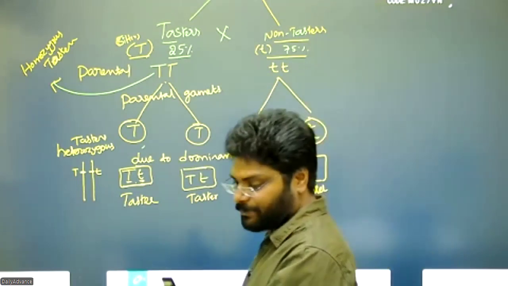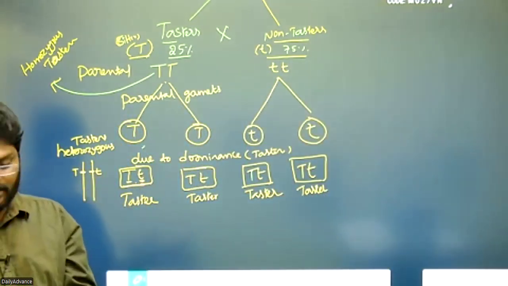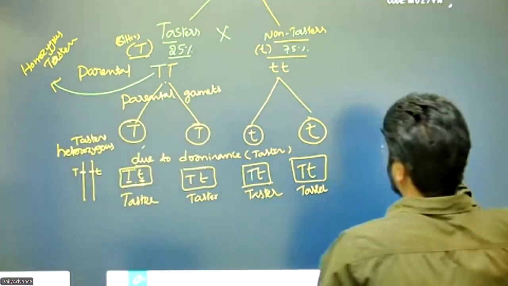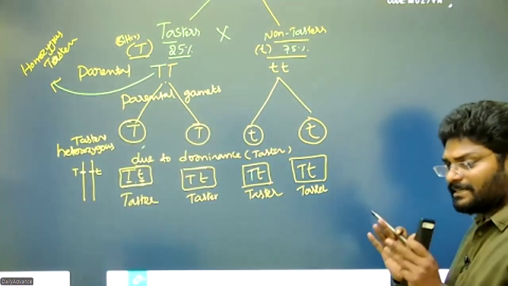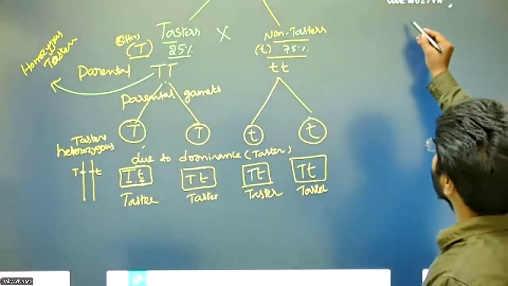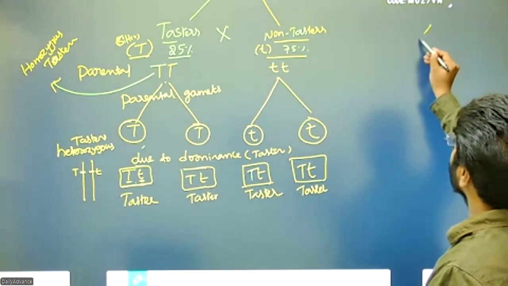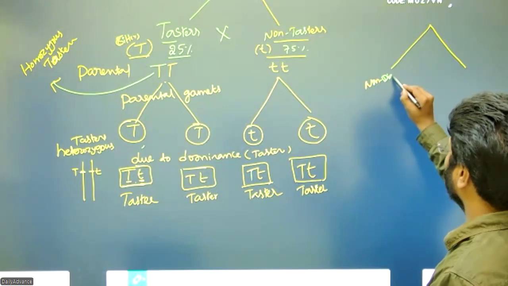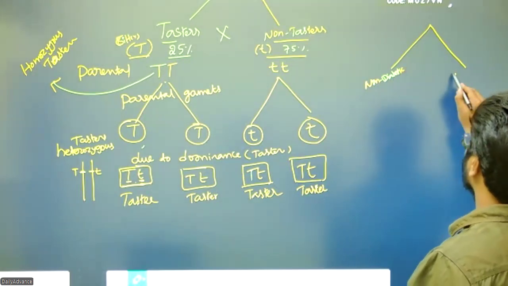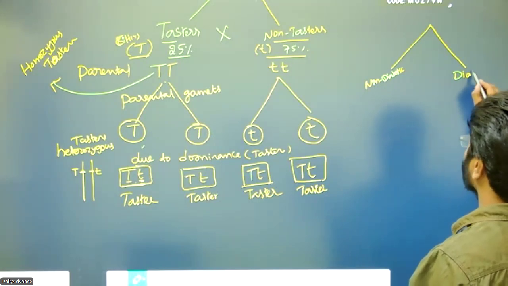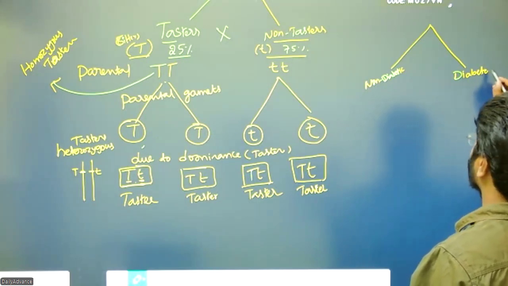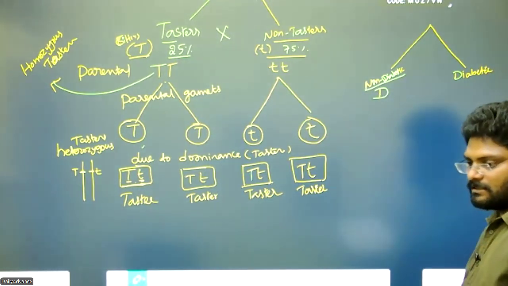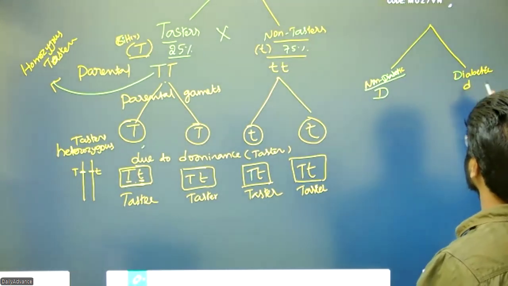This can be applied to any kind of trait which has the property of dominance and recessiveness. If you take diabetes, diabetes is an inherited disease, but diabetes is a recessive gene. So human beings are non-diabetic or diabetic; two types of populations are possible. Non-diabetic I am taking as capital D, and diabetic I am taking as small d.